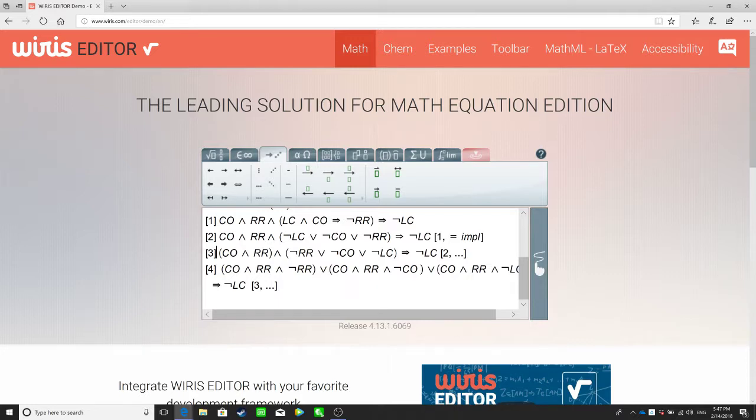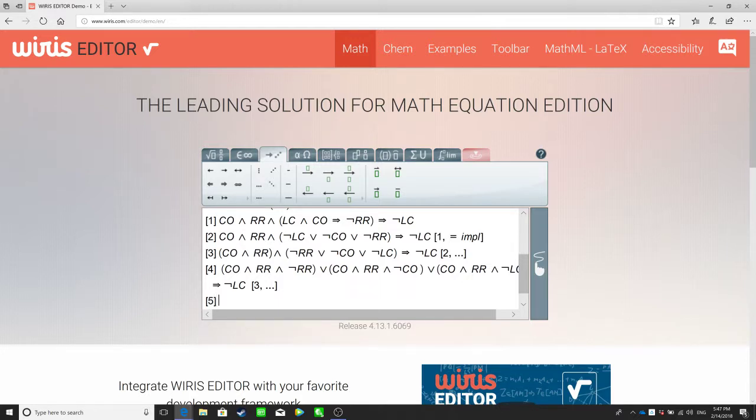Number 3 to number 4 is just basically combine CO RR with RR, CO RR with CO, CO RR with LC, and then put this OR, because this is OR. That's the rule of distribution. Okay, so far so good. All right, then number 5.